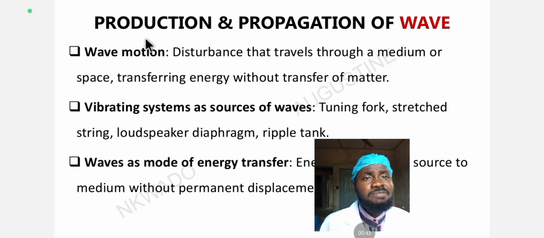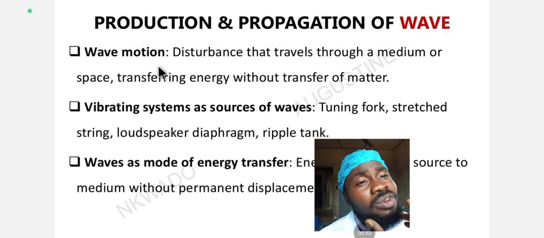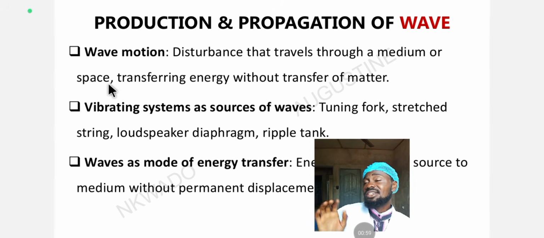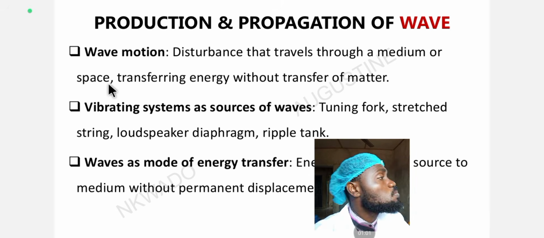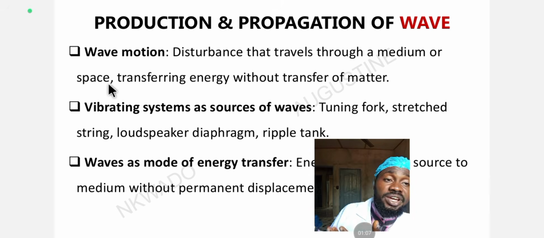Now, let's look at production and propagation of wave. Number one, we have to understand wave motion. What is wave motion? Wave motion is a disturbance that travels through a medium or space. It can either travel through a material medium or through space. The space is what? The atmosphere. That's space. The atmosphere, the air, that's space.